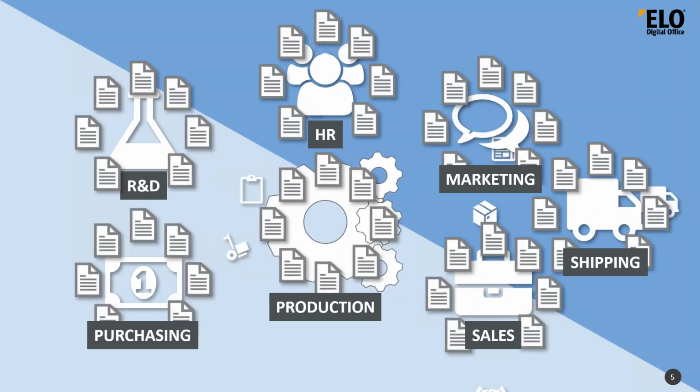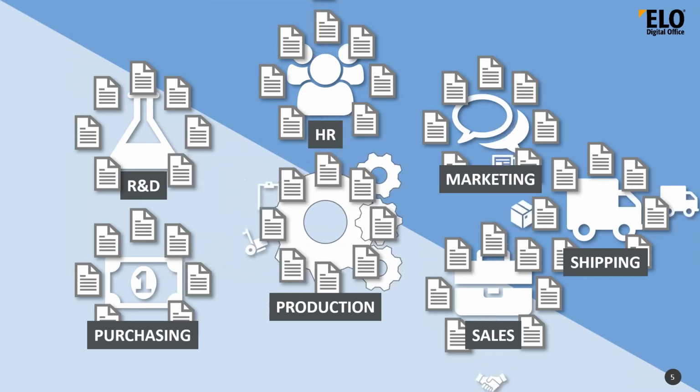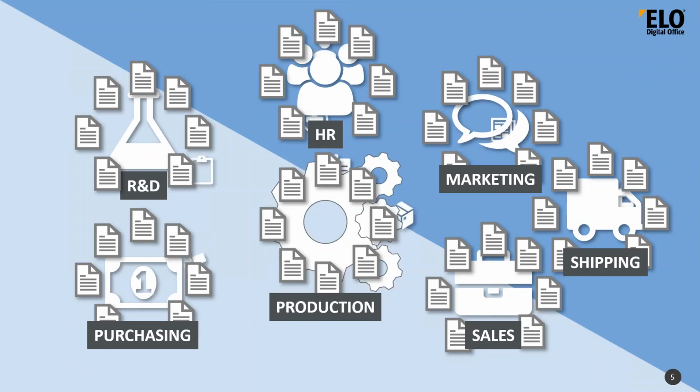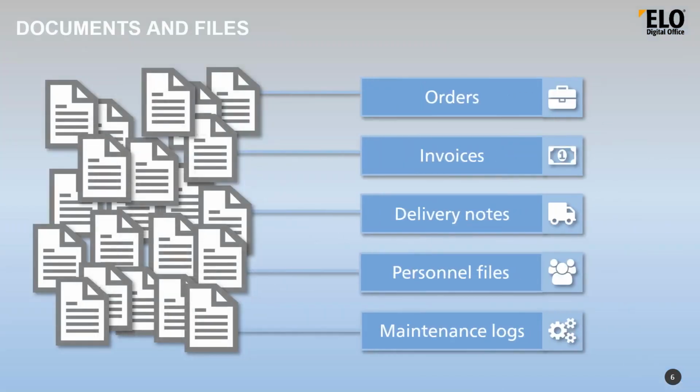And every department in this company produces information. The production department produces maintenance files. The HR department has lots of documents about the employees and so on. Those documents are usually stored in the department, or when they are not stored digitally, they are stored in file cabinets. When they are stored digitally, they are stored on the file server, and so on. So we have orders, invoices, delivery notes, personnel files, and maintenance logs, for example.